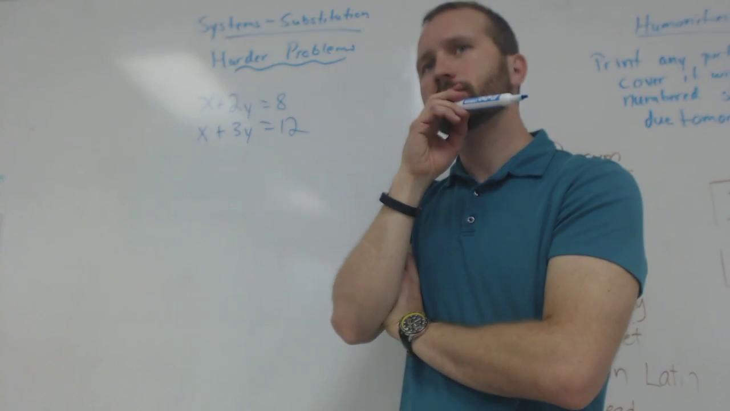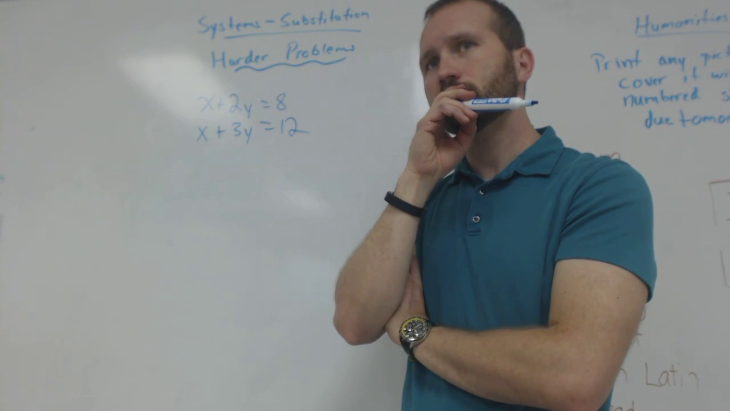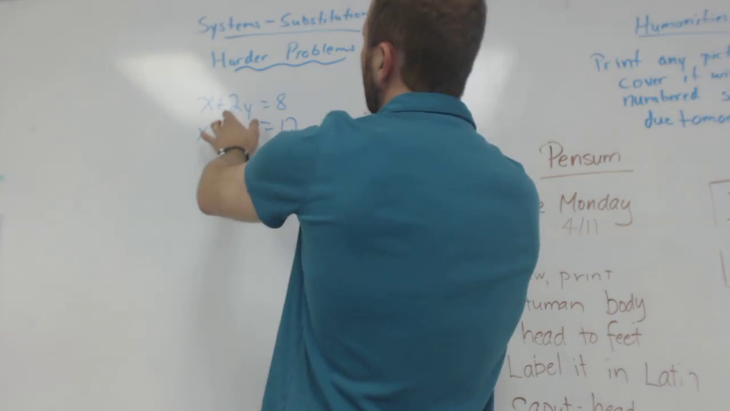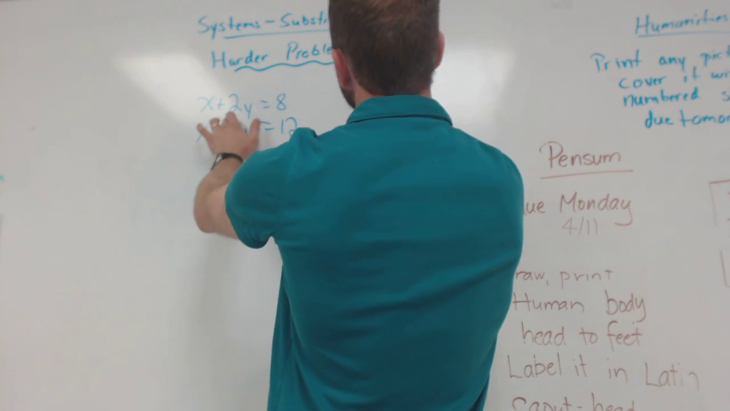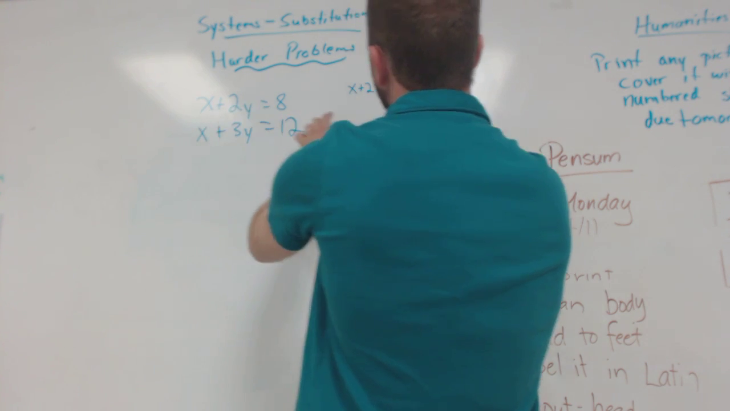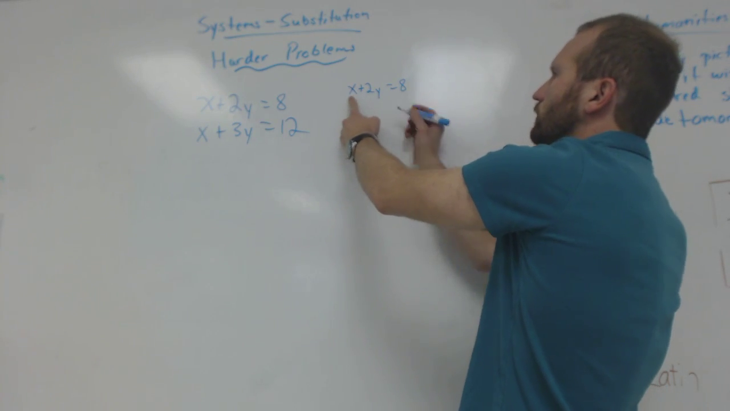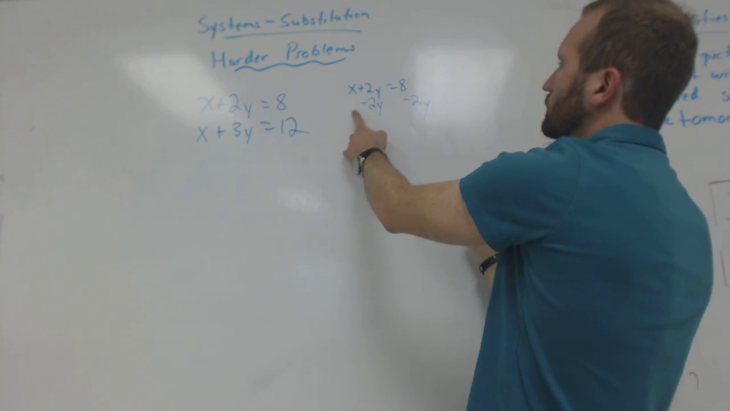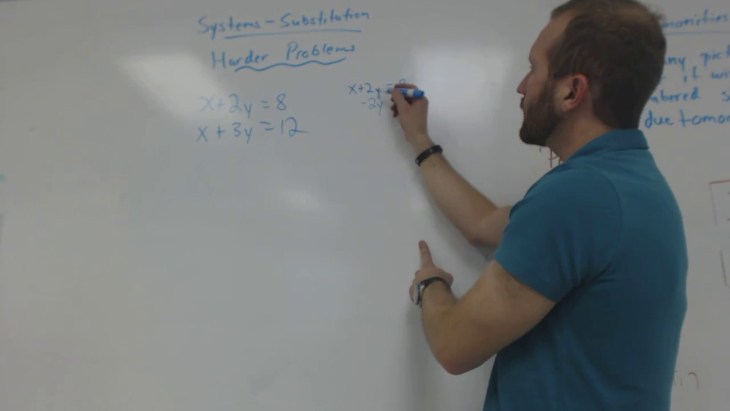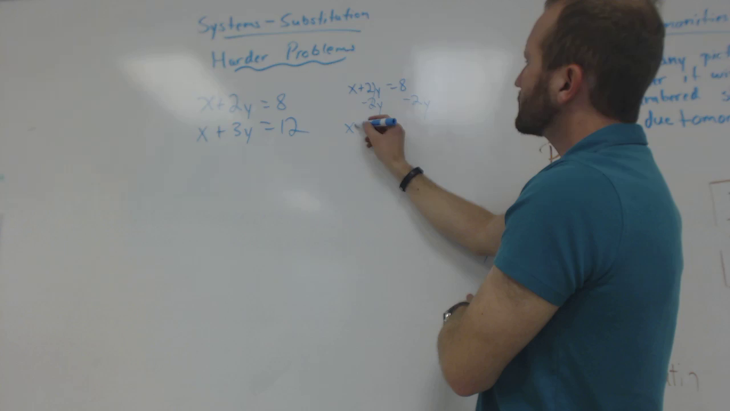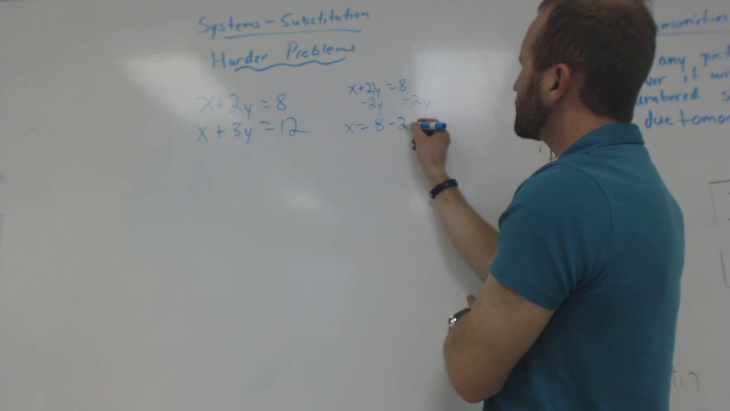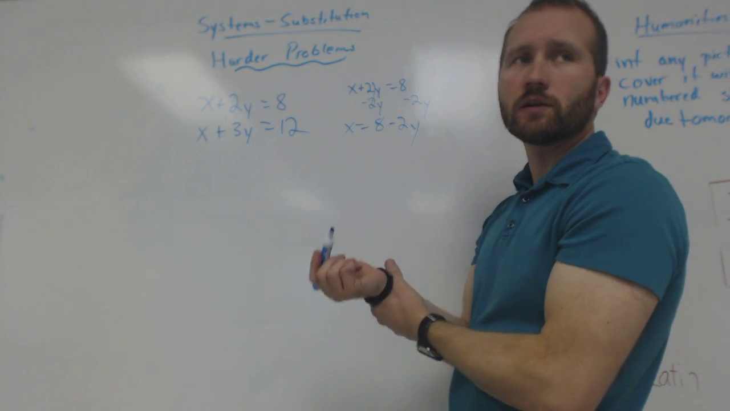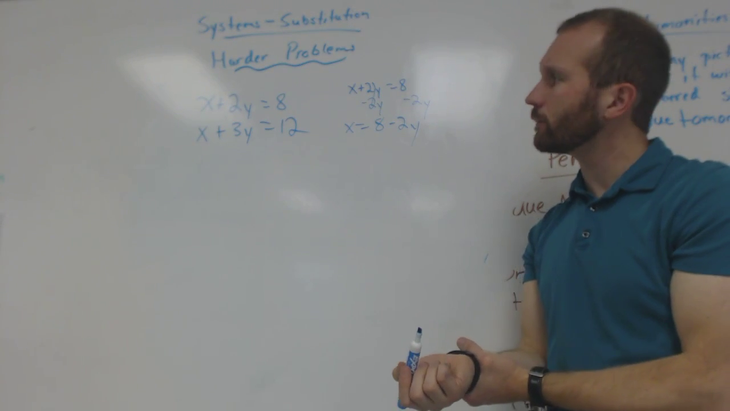Yeah, Maddie. It's subtract 2y from 8. If I rewrite this top equation, x plus 2y equals 8, I could get this to say x equals if this 2y weren't here. So I just subtract 2y from both sides. Now this equation says x equals 8 minus 2y. Oh. Now I could use substitution.